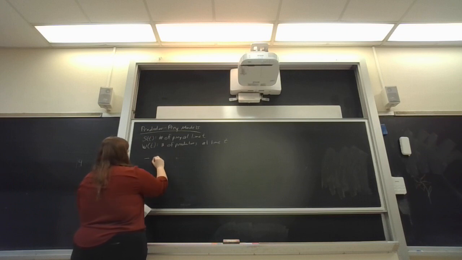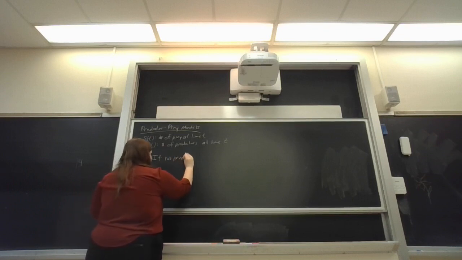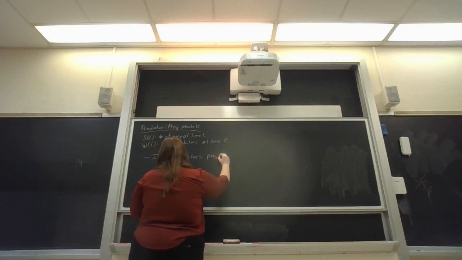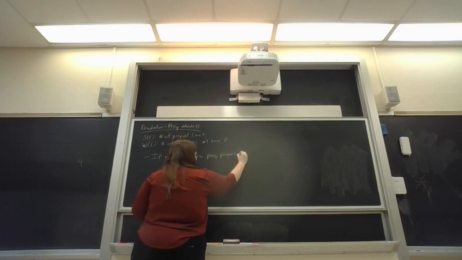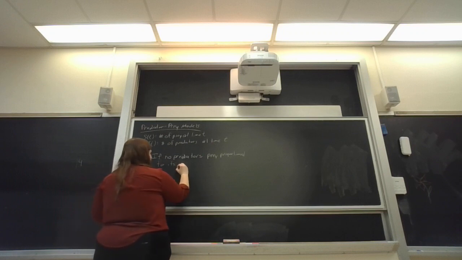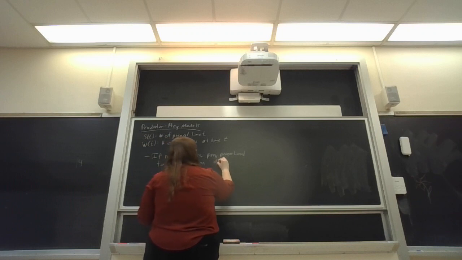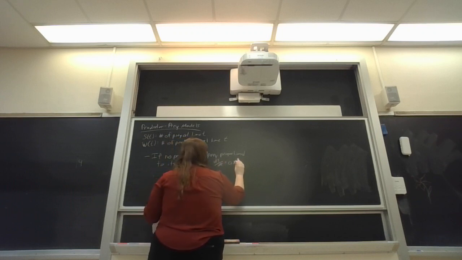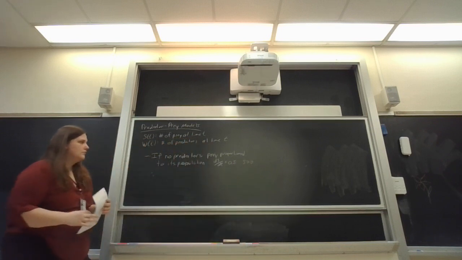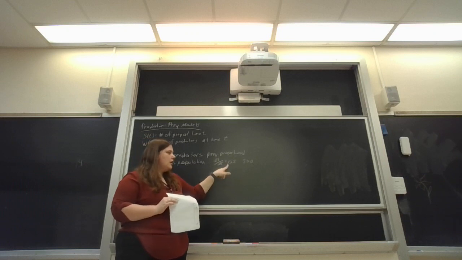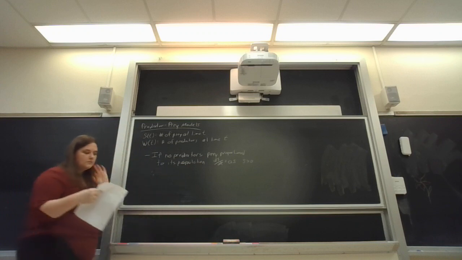So if there were no predators, then the prey growth is proportional to its population. So that would be the differential equation dS/dt equals a times S for some a greater than 0. That's any population that grows exponentially when you're not worried about outside forces. Its growth is proportional to its population, where a is that proportional factor. Okay?